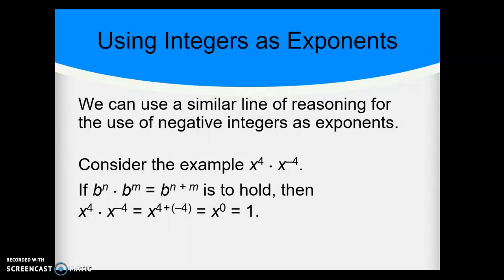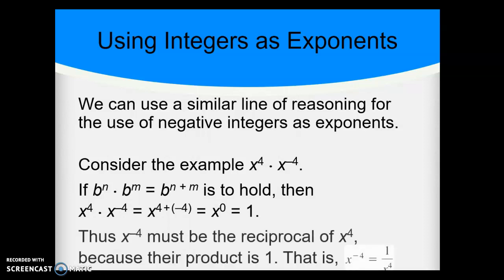Well, when you multiply two expressions together and the product that you get is 1, then those two expressions must be reciprocals of one another. So x to the -4 must be the reciprocal of x to the +4 if you get a product of 1 when multiplying them. So what does that mean about negative exponents?